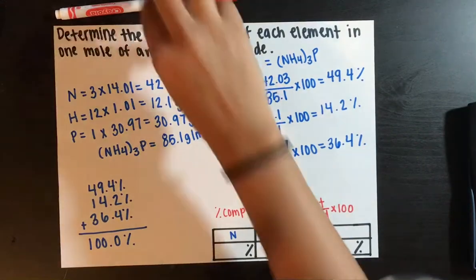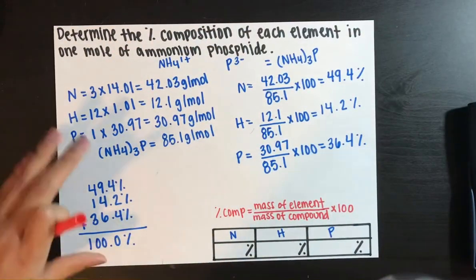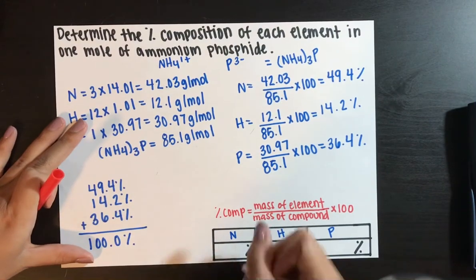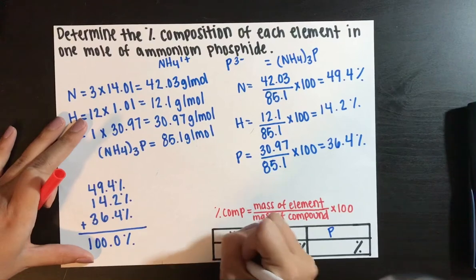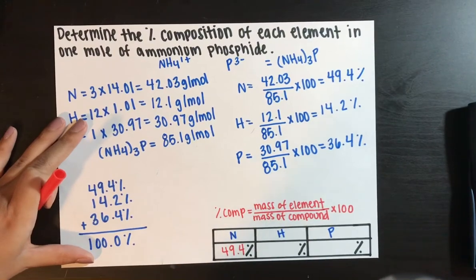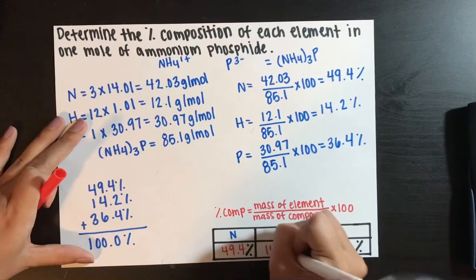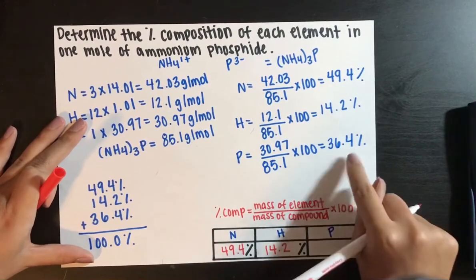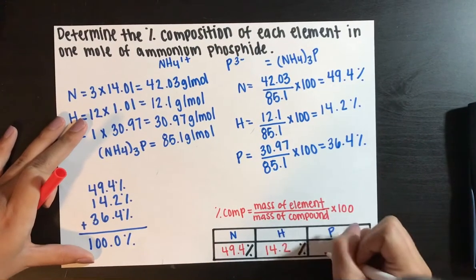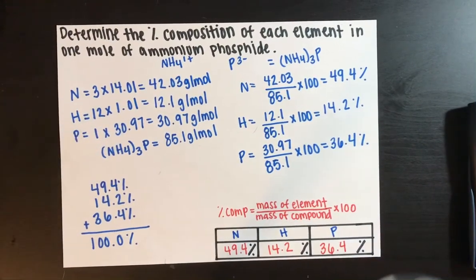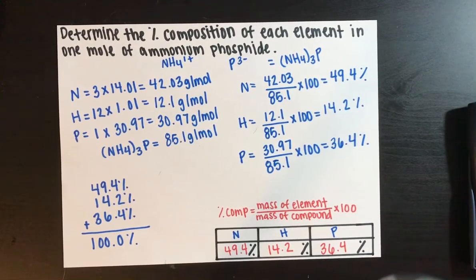So now let's write out our final answers. The percent composition of nitrogen in our compound is 49.4%. Our percent composition of hydrogen is 14.2%, and our percent composition of phosphorus is 36.4%. If you have any questions about anything I did in this video, please feel free to contact me so I can further clarify anything for you.